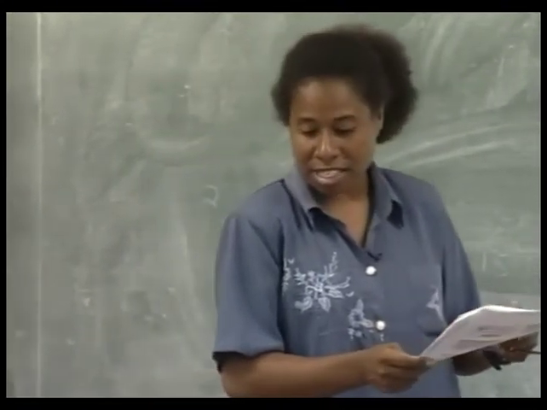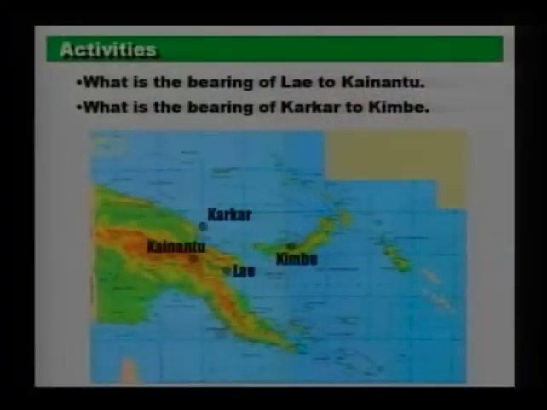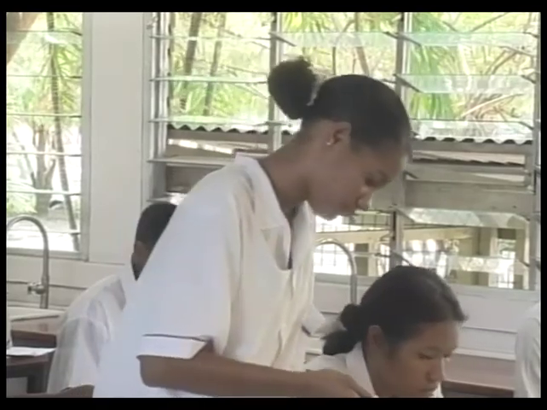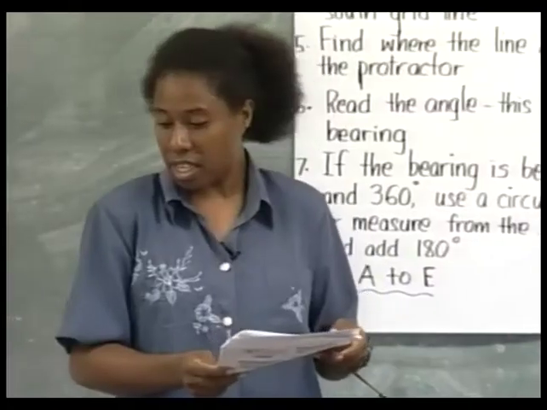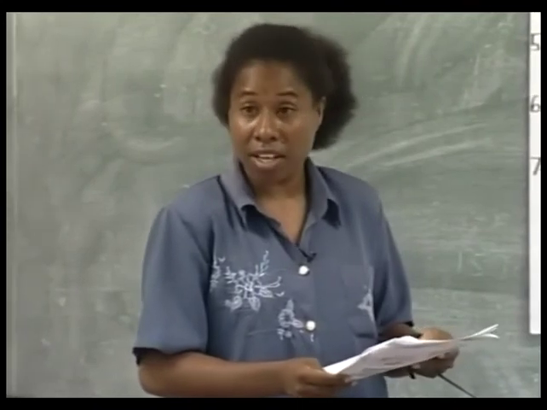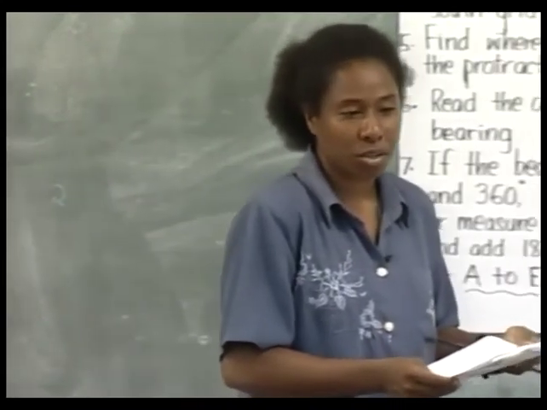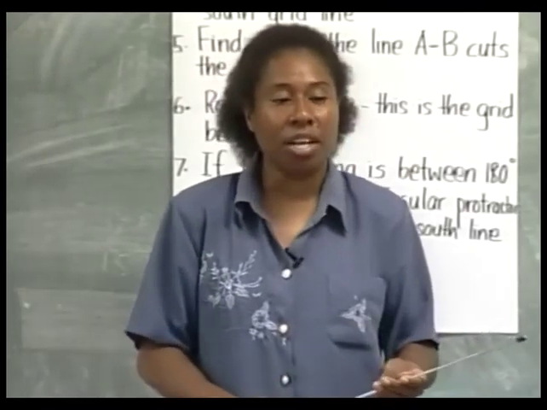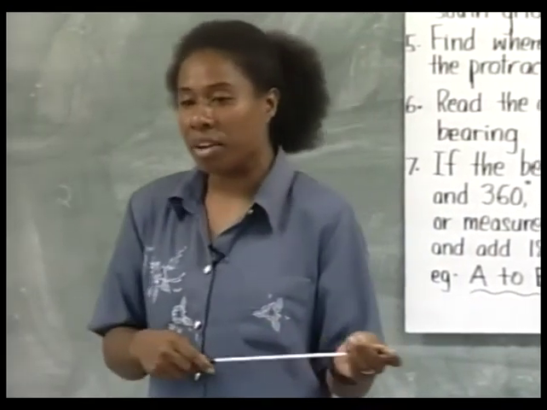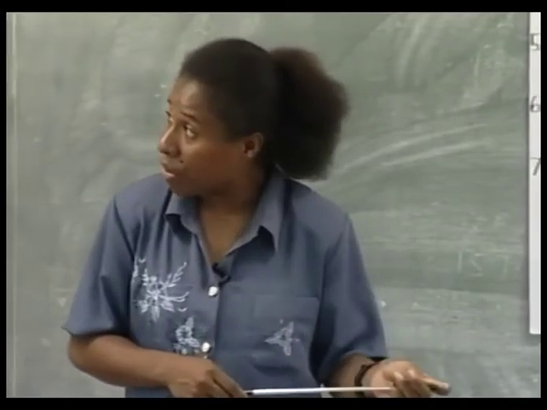And finally, but not the least, the bearing of Karkar to Kimbe. A lot of students were wondering where Karkar was on that particular map. If you look at the other maps which are for the Madang province, you should be able to work out where Kimbe is. And Anita will tell us the bearing of Karkar to Kimbe. 102 degrees. Okay, Anita has 102 degrees. And maybe some of you might have 103 or 104. You can give yourself a tick also. So our answer for the last one is either 102, or I will accept 103 or 104 degrees. That is the bearing of Karkar to Kimbe.